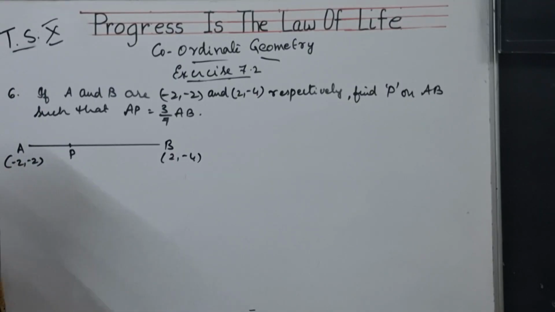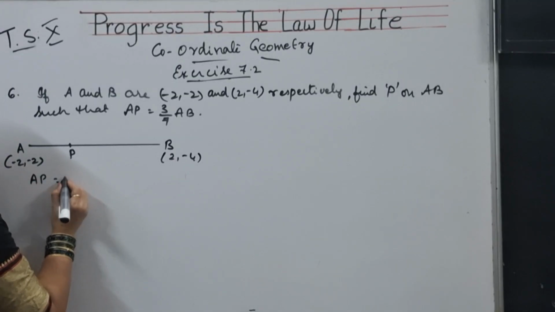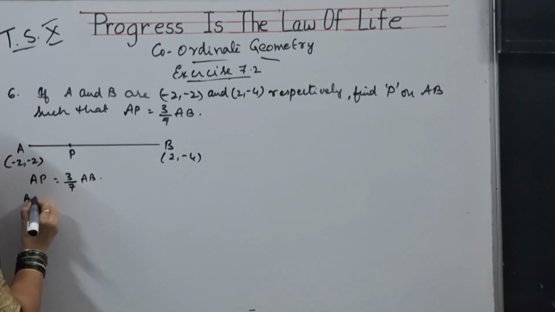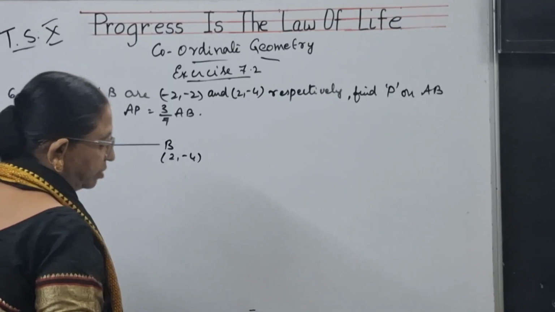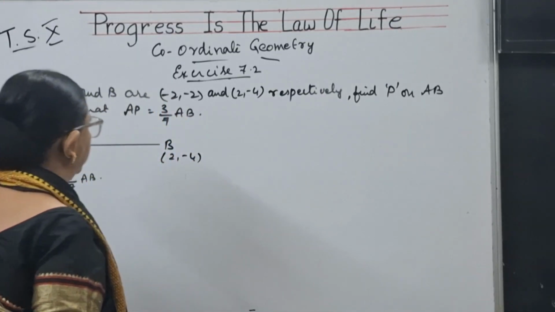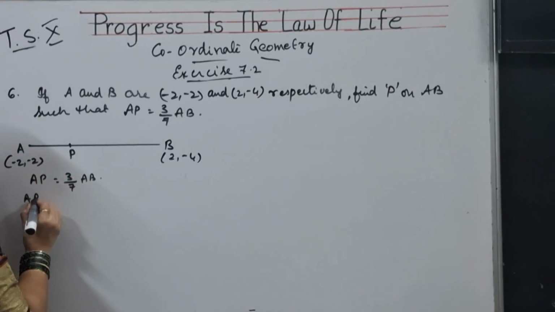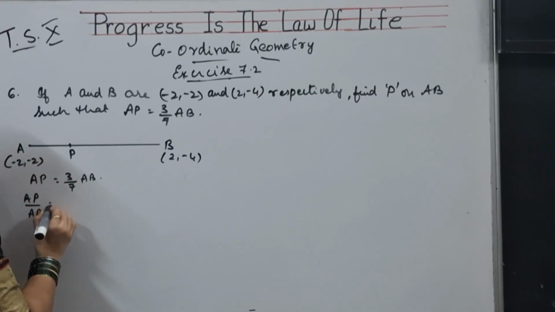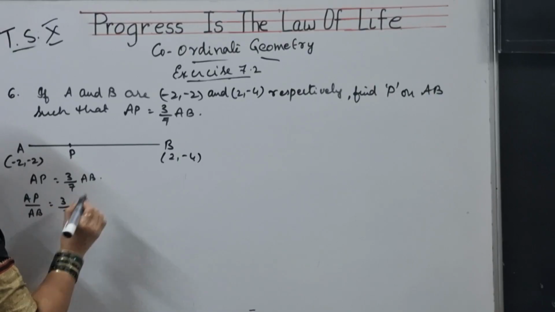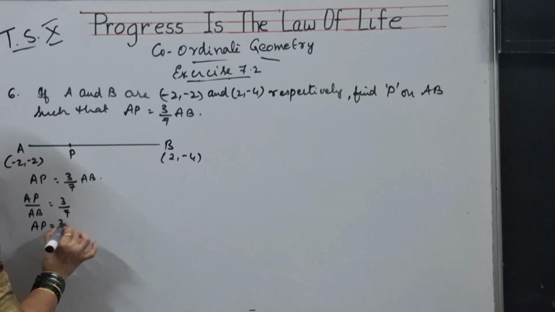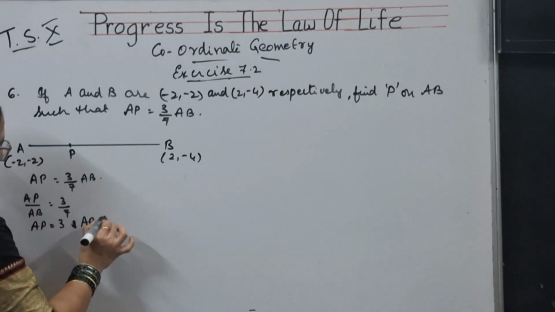Now, what is that they are saying? AP is equal to 3 by 7 AB. That means what, children? AP is equal to 3 by 7 AB. 3 by 7 AB means AP by AB is equal to 3 by 7. So when AP is 3, AB is equal to 7. This means AP is equal to 3 and AB is equal to 7.